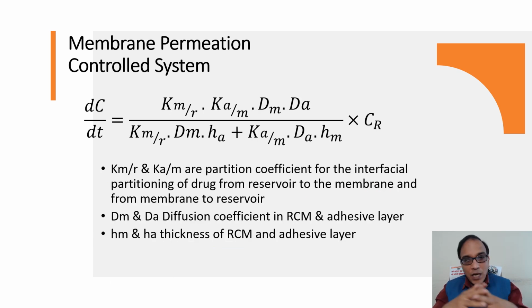Now, if you elaborate this, put the values of Pm and Pa there. So the equation will be: dC/dt is equal to Km/r into Ka/m into Dm into Da upon (Km/r into Dm into Ha plus Ka/m into Da into Hm), into Cr. We have discussed what the variables are here. Whenever you are mentioning the equation from the exam point of view, it is utmost essential that you state what Km/r and Ka/m are, what Dm and Da are, and what Hm and Ha are. You should ensure clear-cut mention of these things.